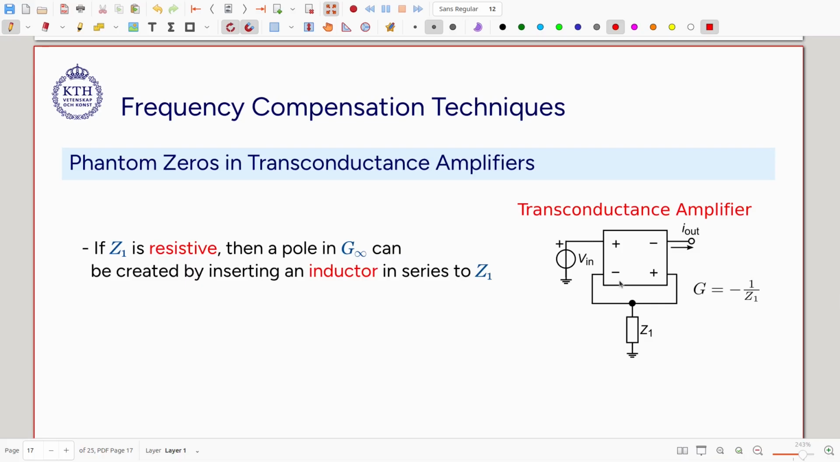In transconductance amplifiers, if zeta 1 is resistive, so if this is a resistor, then a pole in the asymptotic gain can be created by introducing an inductor. And this is a tricky one, because we really don't introduce inductors in integrated circuit design, only at very high frequencies. So this is not very easy to implement.